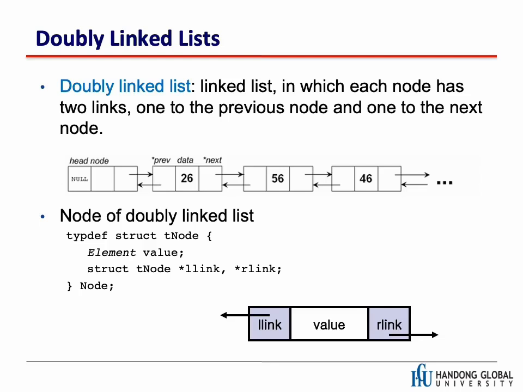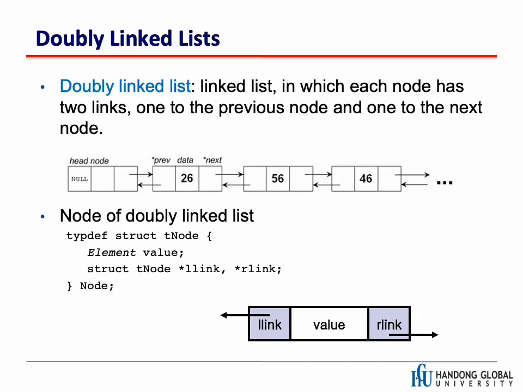Let's take a look at this node 26. 26 is the data, and the prev pointer is pointing to the head node, and the next is pointing to 56. So in the definition of this structure, we have element as a data field, so the value is the data variable. And then we have 2 pointers, L link and R link. L stands for left, R stands for right. So left link and right link. So it looks like this.